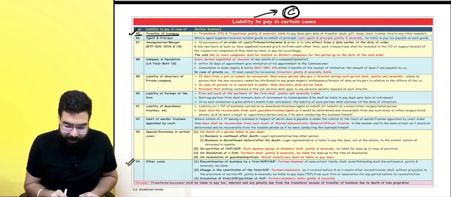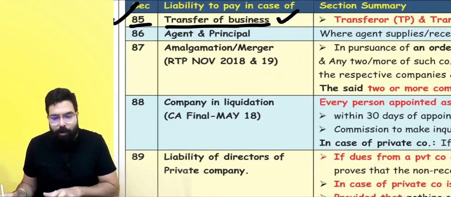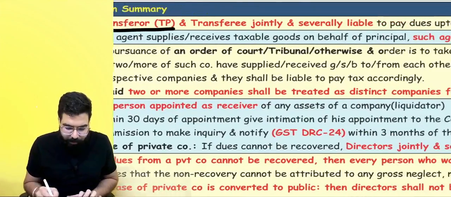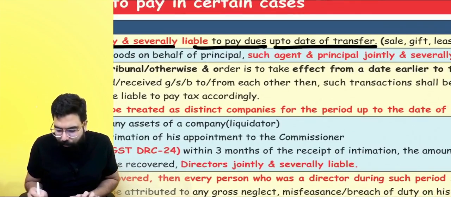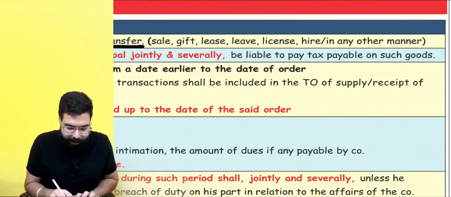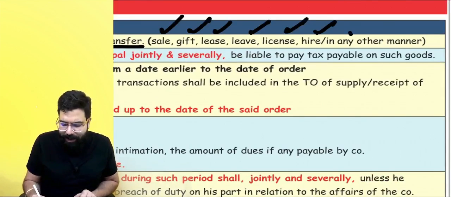Okay sir, done. So if there is a person who has transferred the business, who shall be liable to pay the dues? Transferor and transferee shall be jointly and severally liable to pay the dues up to the date of transfer. So if a transfer has happened because of sale, gift, lease, leave, license, hire or any other manner.